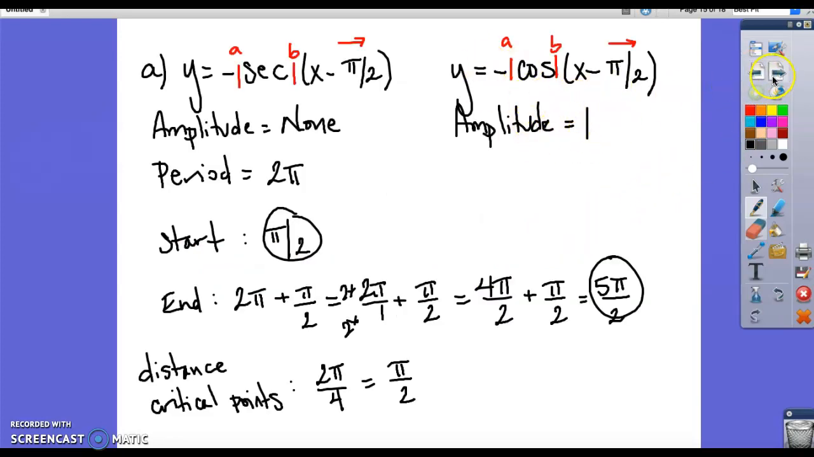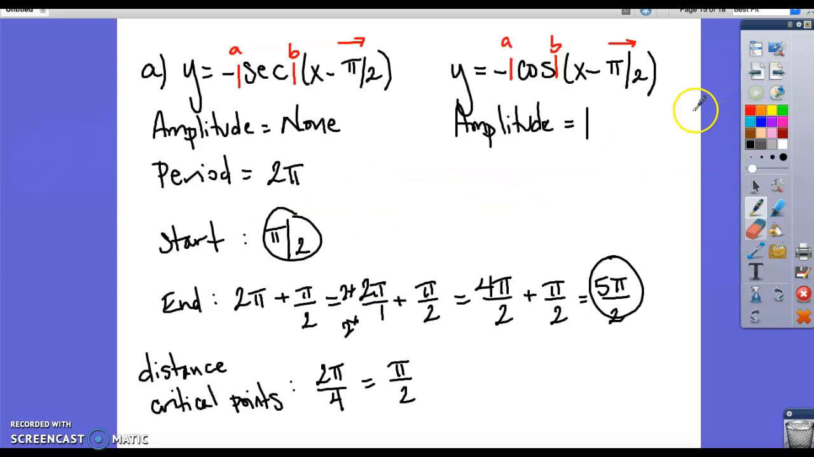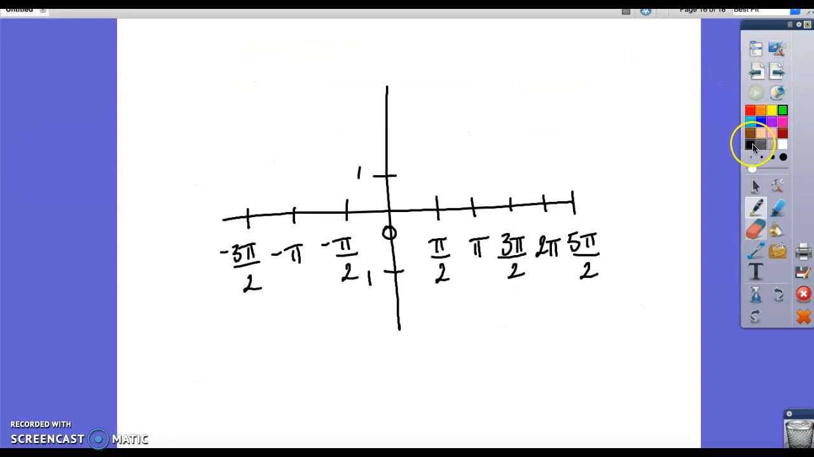Cosine has an amplitude of 1. This graph has an amplitude of 1. I don't have a vertical translation, so my midline is going to be my x-axis. I do, however, have this negative in front, so that's a reflection across the x-axis, so that's going to change things up. So here's my starting point.